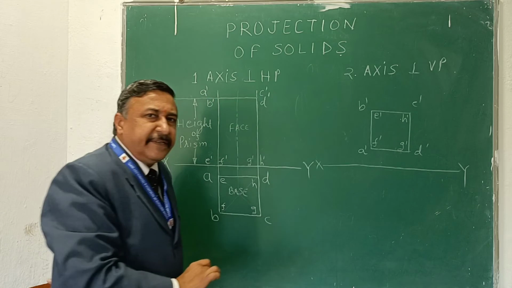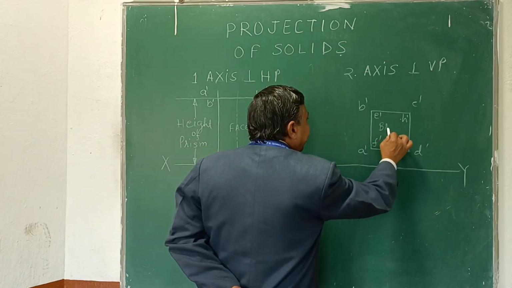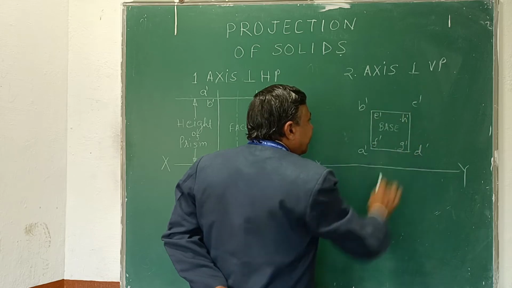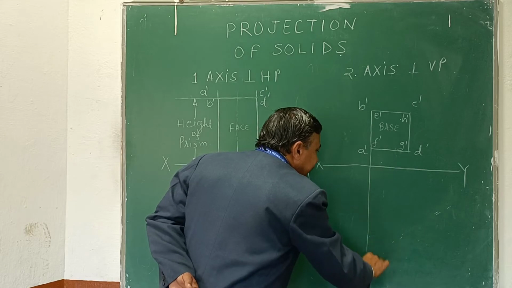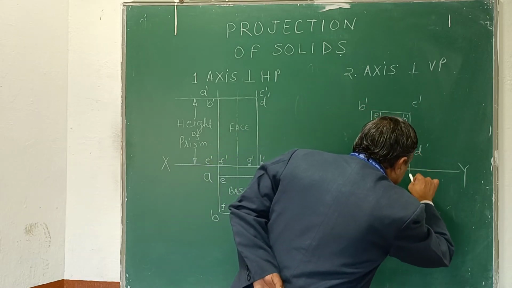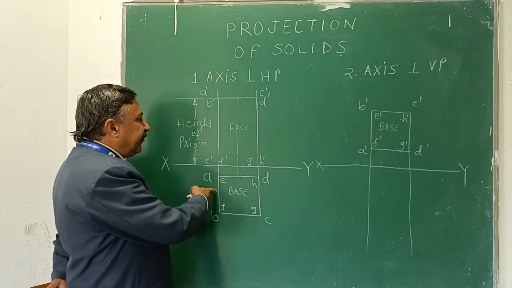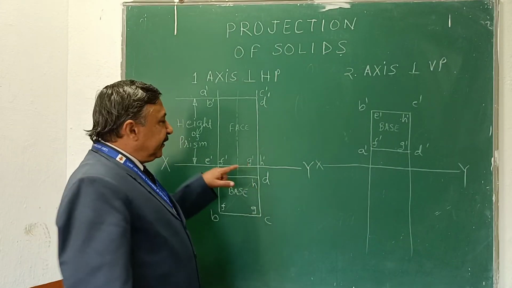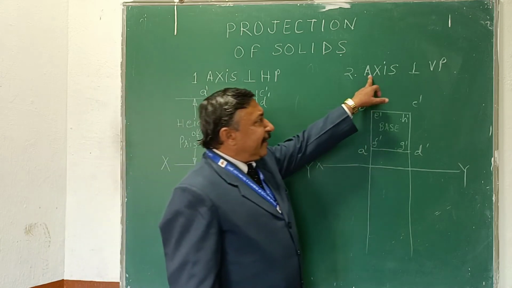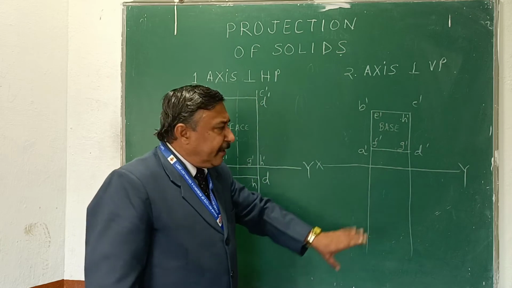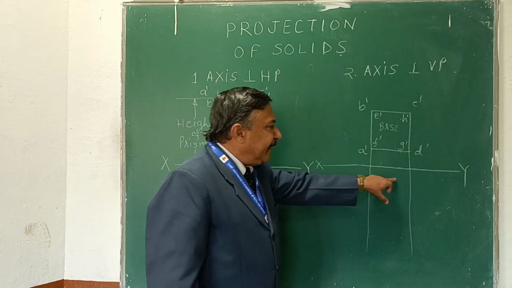This is our base, and it is in front view because the axis is perpendicular to VP. Now we have to project it and complete this face. If this is base on HP, and only the axis is perpendicular to VP and the base is not in VP, then we can start from anywhere here.